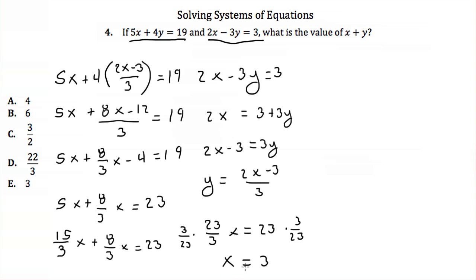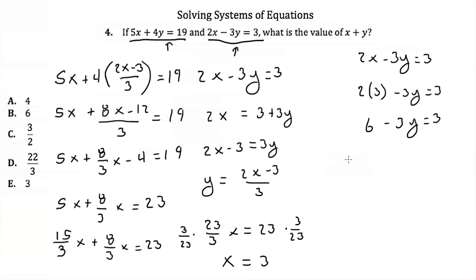To find that, I can plug this value of x into either of my original two equations. I'm going to use the second one. So if I plug in this value of 3 into our second equation, I'll have 2x minus 3y is equal to 3. Now I'm going to plug in 3 for x, so I'll have 2 times 3 minus 3y is equal to 3, or 6 minus 3y is equal to 3. Subtract 6 from both sides, and I'll get negative 3y is equal to negative 3. Divide both sides by negative 3, and y is equal to 1. So I have my value of x, and I have my value of y. If I add them together, 3 plus 1 is 4. So our answer is A.